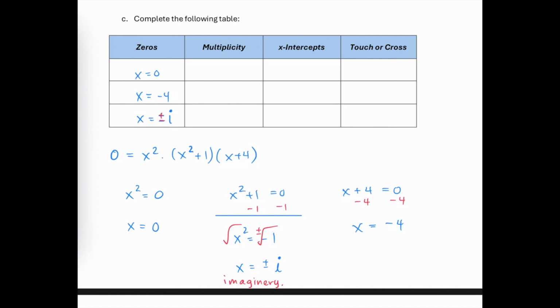However, when we have imaginary zeros, we will not get an x-intercept there. There's no point in talking about the multiplicity or whether the graph touches or crosses the x-axis. We only get x-intercepts at zeros that are real. So we will get an x-intercept (0, 0) here and an x-intercept (-4, 0) here.